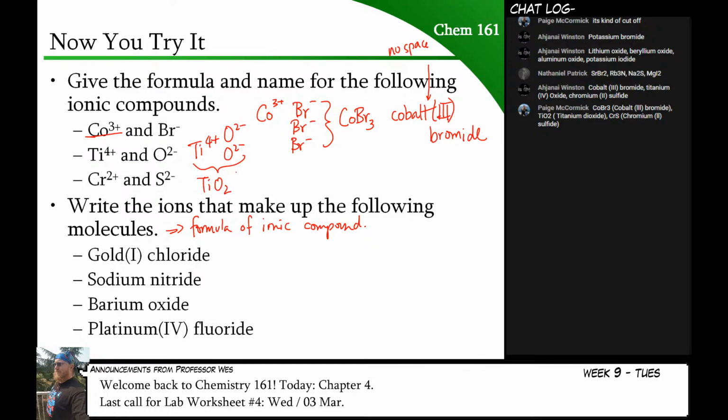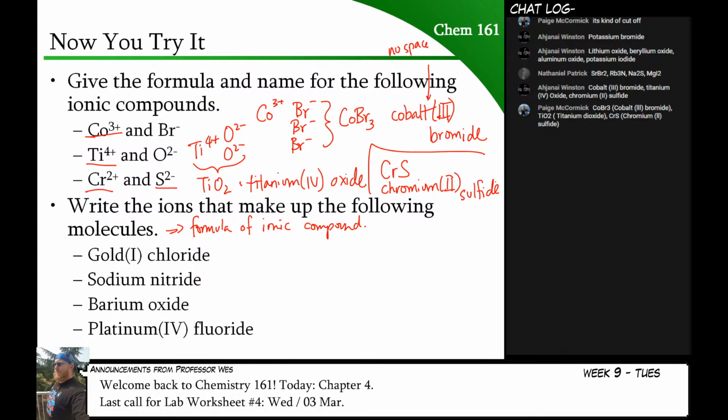So there's our TiO2, there's our formula. This is titanium(IV), and then oxide. And then I'm going to run out of room, but we can see that these two go together to just give us that. And then the name of that would be chromium(II) sulfide.